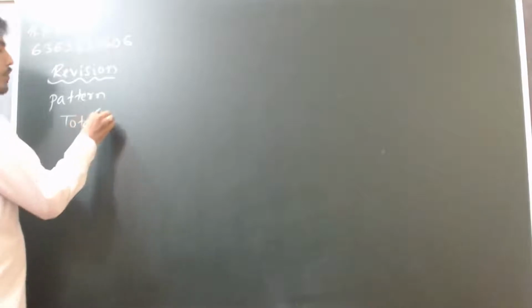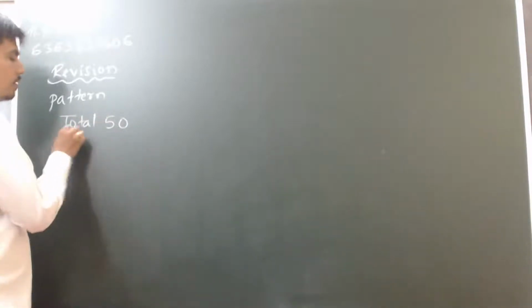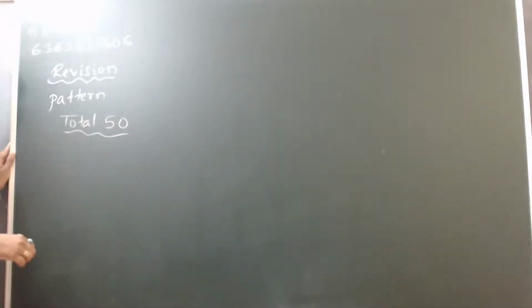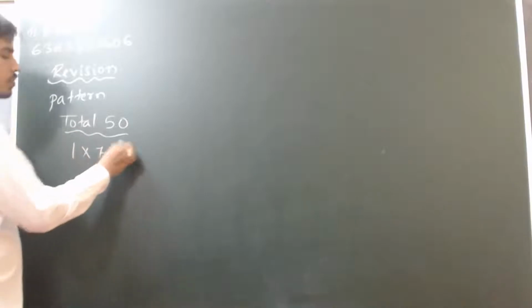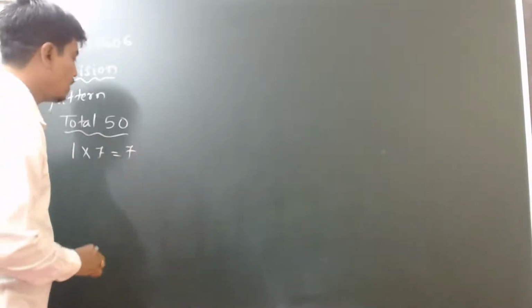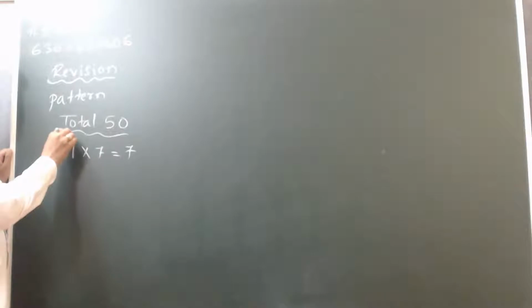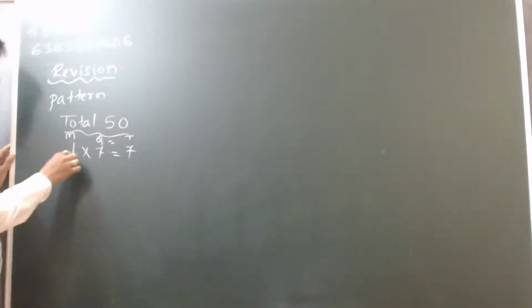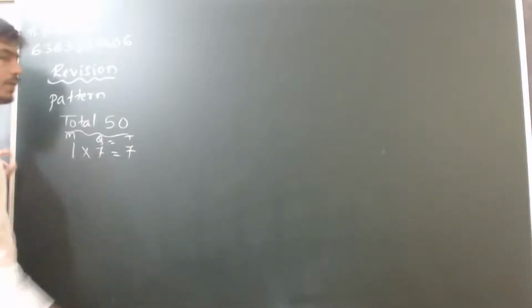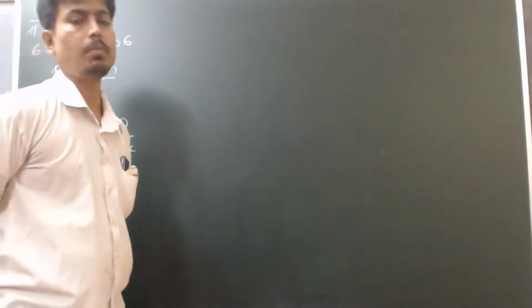We are having a total of 50 marks. It is a 50 marks paper, and it is going to be divided like this. We are having 1 mark questions, 7 questions. 1 mark, how many questions? 7 questions. Now the question arises whether these questions will be from all the chapters or what.